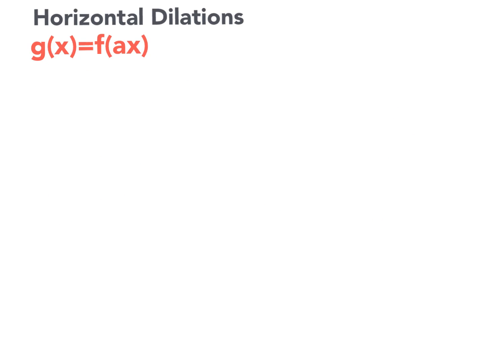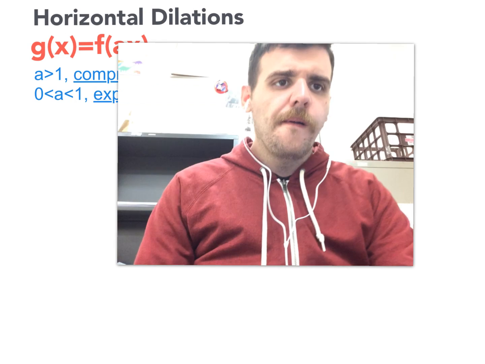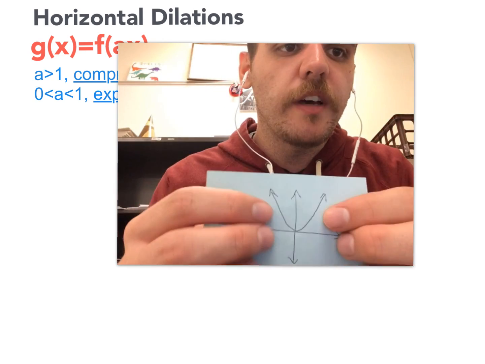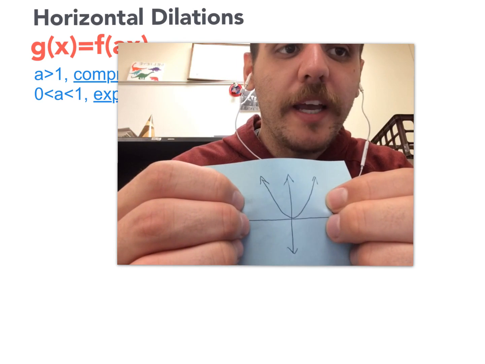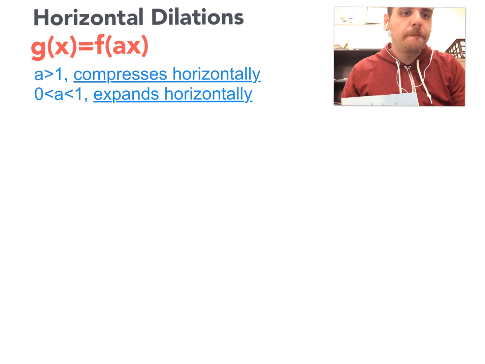All right, lastly, we're looking at horizontal dilations. And this is whenever we're multiplying this x by some a. In this case, if a is greater than 1, you're going to have a compression horizontally. And if a is between 0 and 1, it'll expand horizontally. All right, so just like last time, whenever we were expanding and compressing vertically, horizontally, it's as if we're grabbing the sides and expanding it horizontally or compressing it. And you should also take note that it's kind of counterintuitive. Whenever a is bigger than 1, that's actually compression. And whenever a is between 0 and 1, that's an expansion.